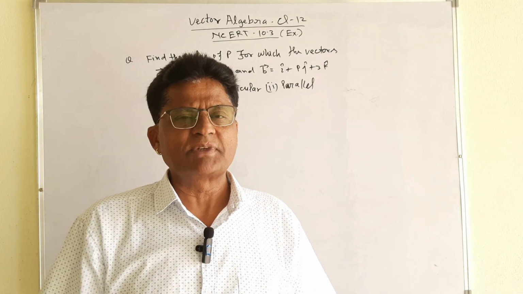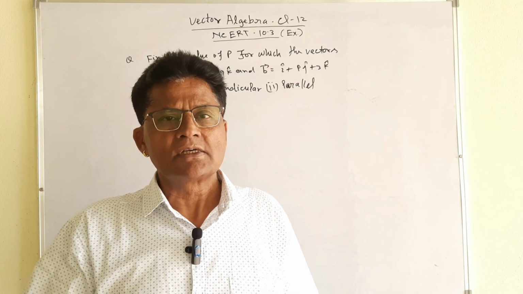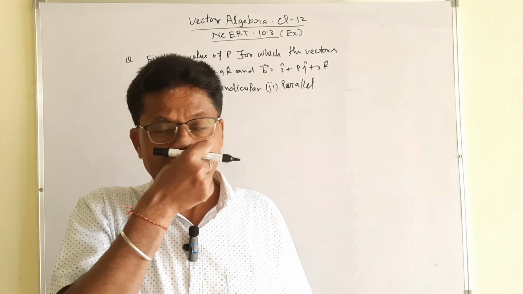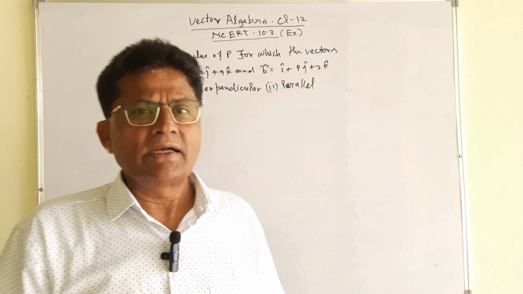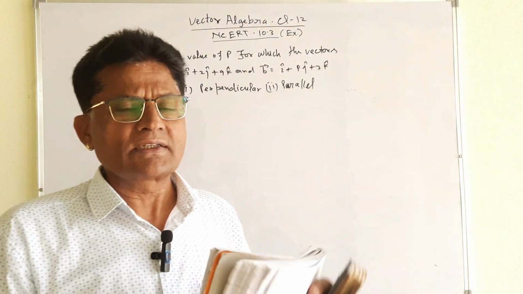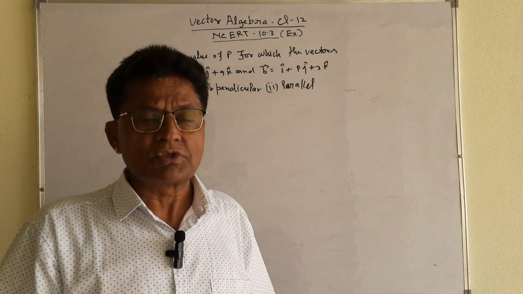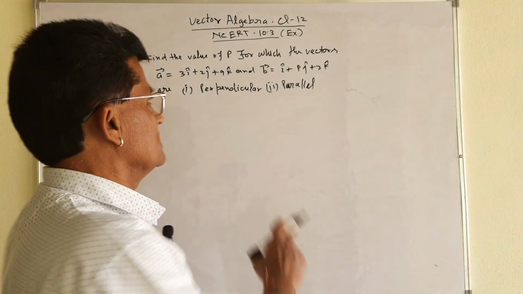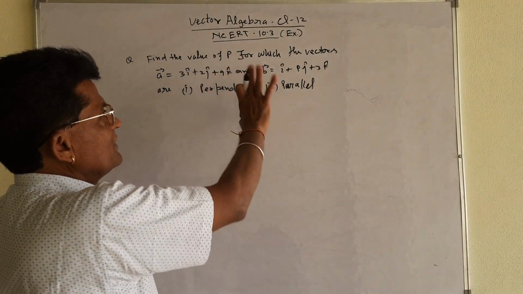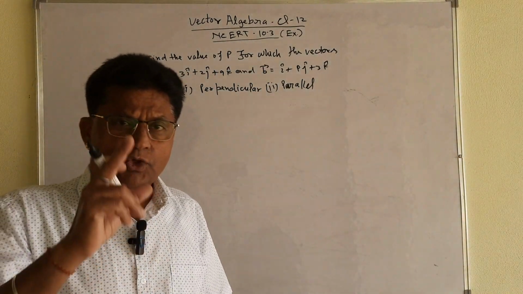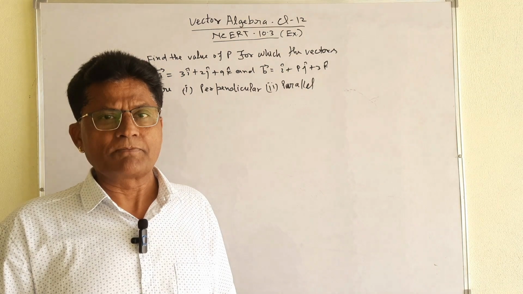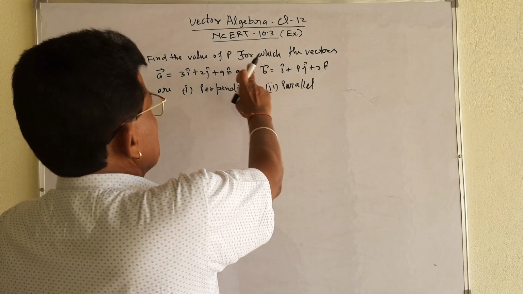Today we will discuss some special questions along with the questions of your NCERT book of Algebra 10.3 related with the scalar product of two vectors. Let me discuss the important questions which are generally asked in the examination. It is one question: find the value of p. But in two cases you will have to find out the value of p. What will be the two cases?